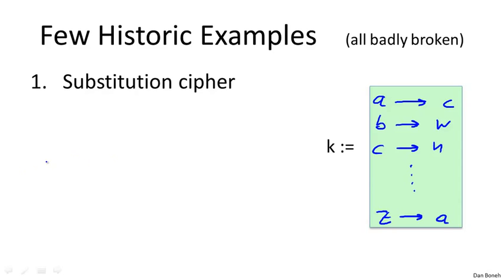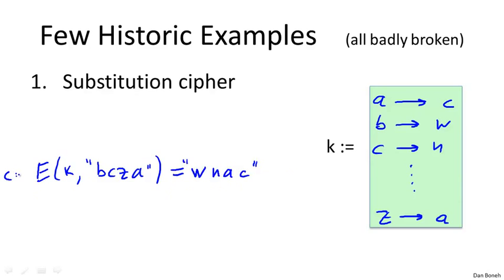Just to practice the notation we introduced before, let's say the message is B, C, Z, A. The encryption of this message using this key is done by substituting one letter at a time. So B becomes W, C becomes N, Z becomes A, and A becomes C. So the encryption of BCZA is WNAC, and this defines the ciphertext. Similarly, we can decrypt the ciphertext using the same key, and of course we'll get back the original message.